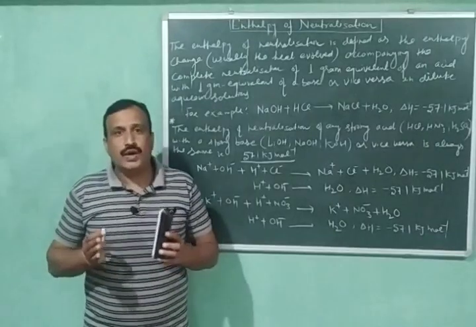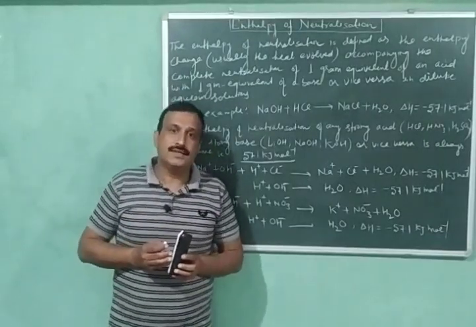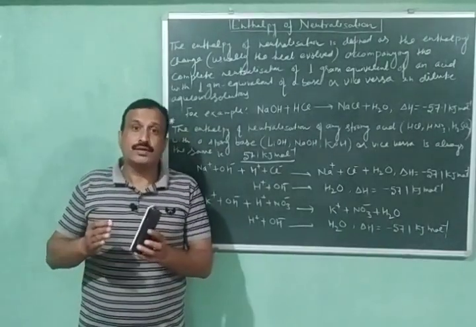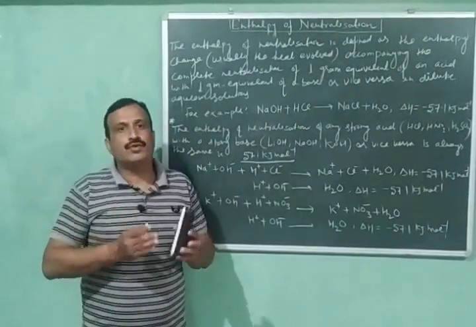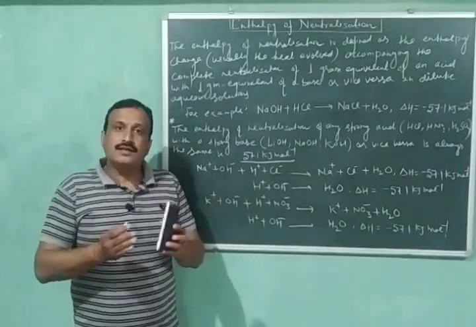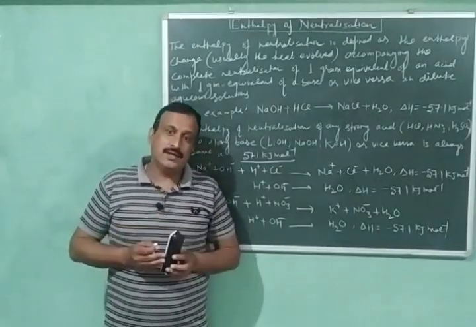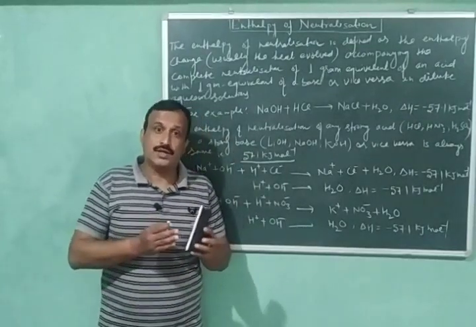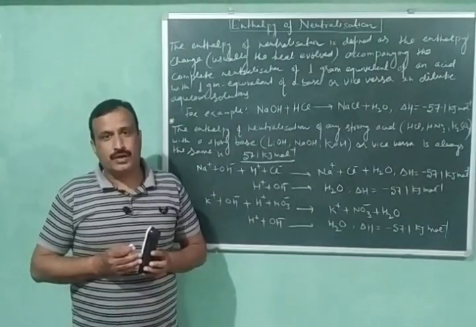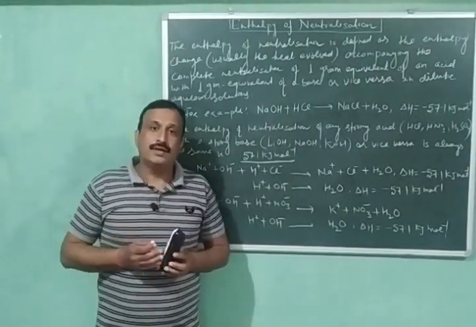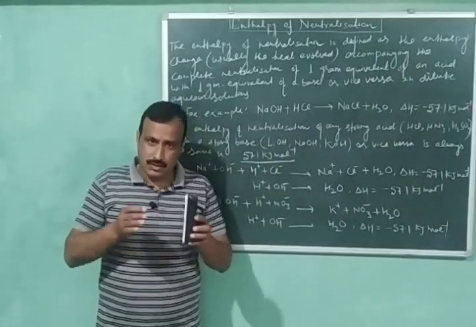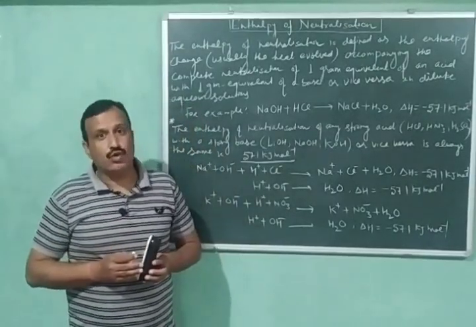So friends, when we mix 1 gram equivalent of an acid with 1 gram equivalent of a base and vice versa, that is 1 gram equivalent of a base with 1 gram equivalent of an acid, and if they react completely, then the resulting solution is neither acidic nor basic. That solution is neutral, and this reaction is called a neutralization reaction. And the heat evolved in this reaction is called enthalpy of neutralization. And in these reactions, heat is always evolved.